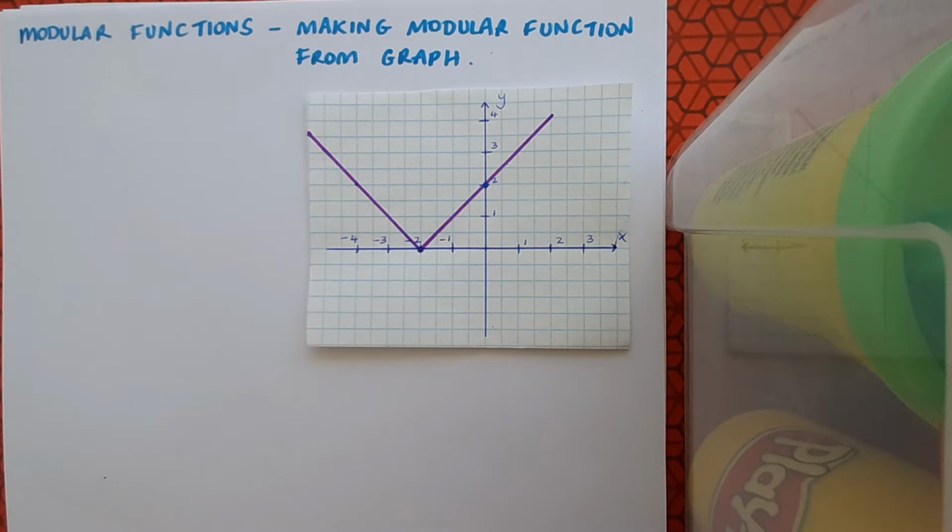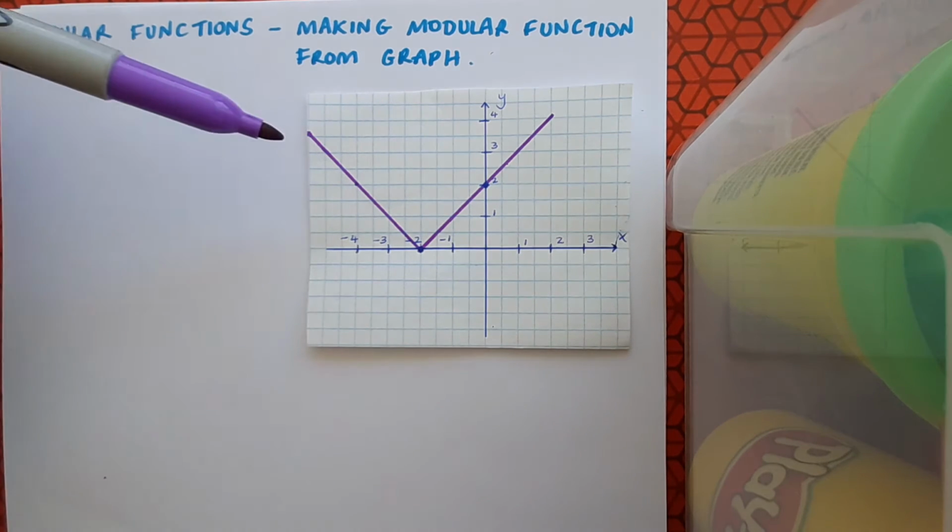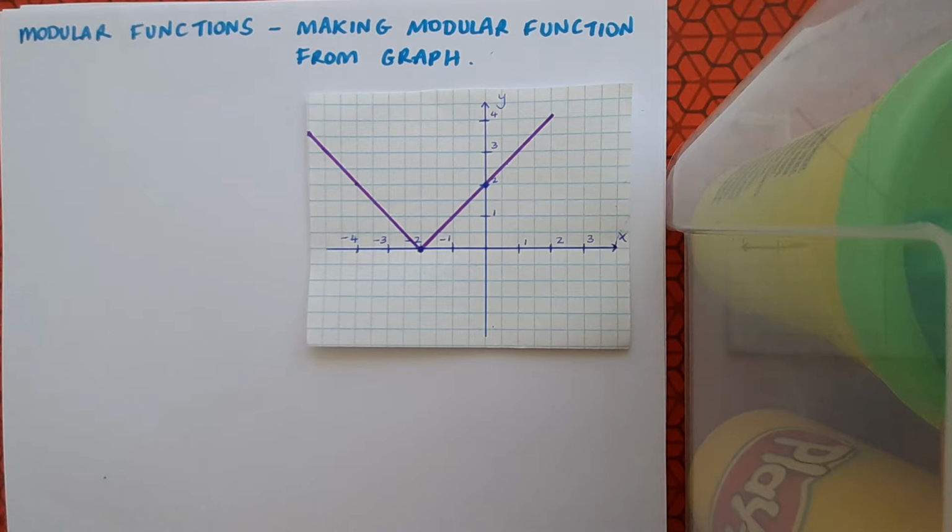This video is on modular functions, and it's about how to make the modular function from the graph. Well, the first thing to remember about modular functions is that they're effectively the function of a line that's been reflected back up off the x-axis. So when we go to make the function, we can begin to make it in quite a similar way to the way that we could make the equation of a line. We'll just have to modify it a little bit at the end to make it correct for a modular function.